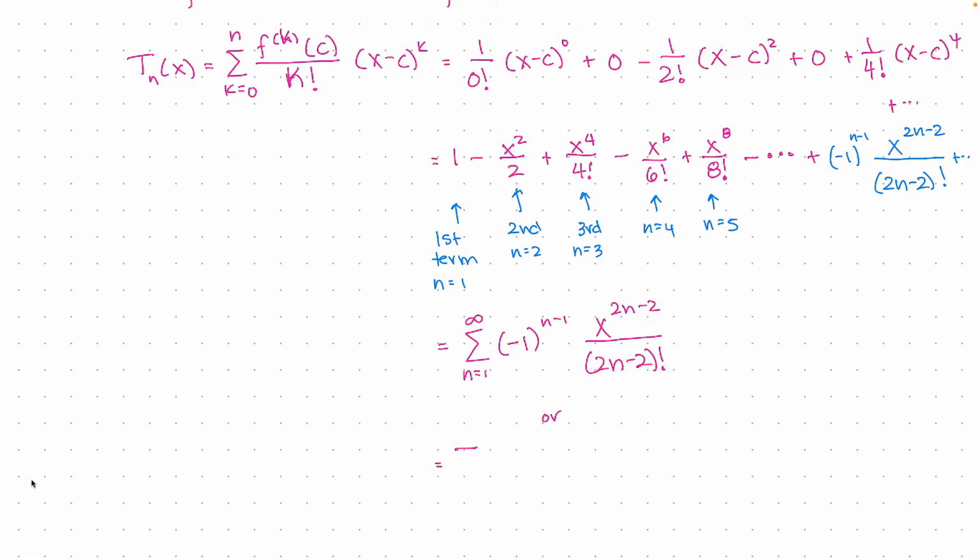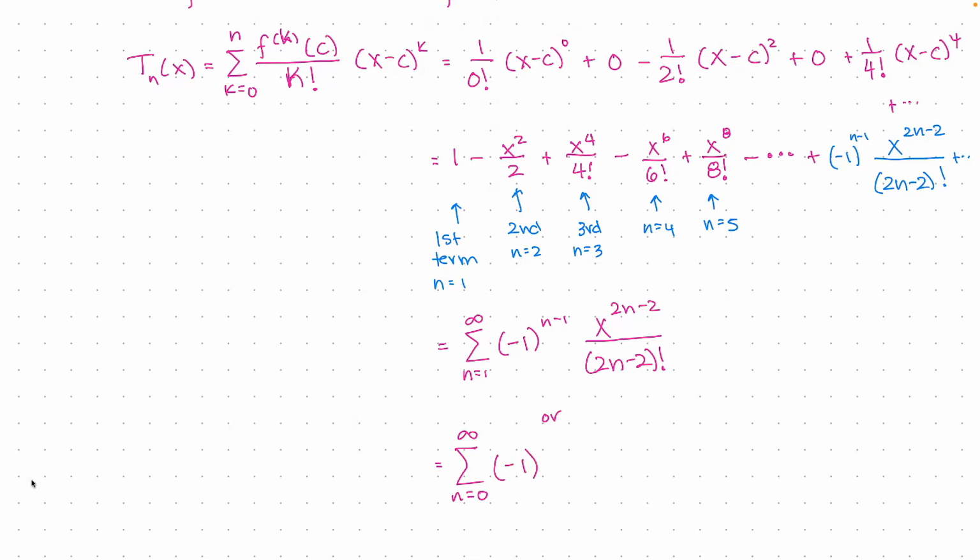And we could write this another way, and you'll see both ways. Probably the other way is actually a little more common. Instead of starting at 1, we can start at n equaling 0. We'll have to make some slight adjustments though.